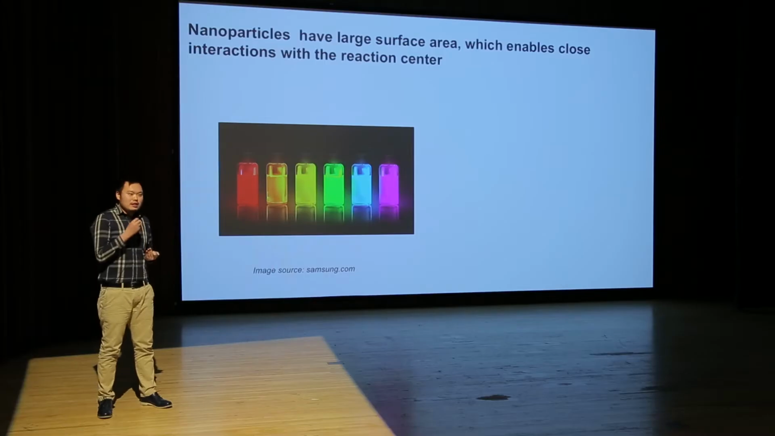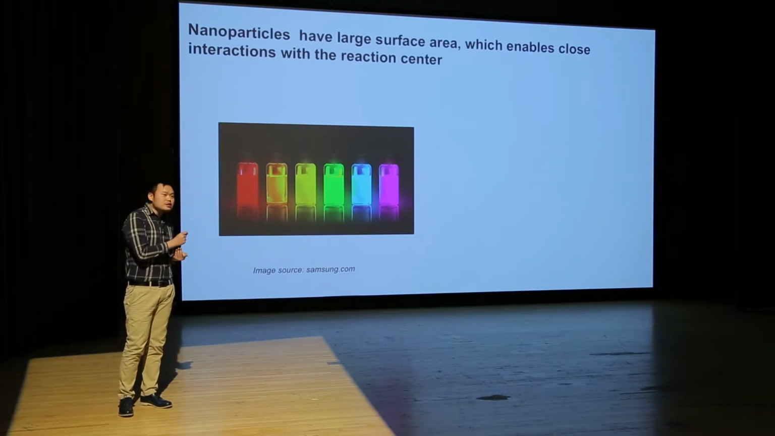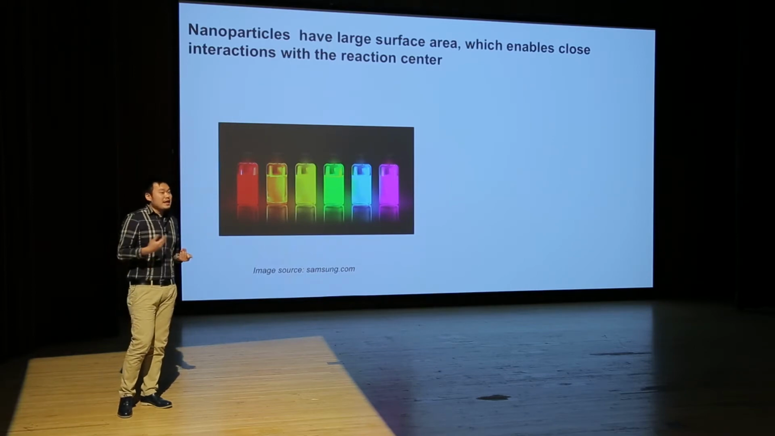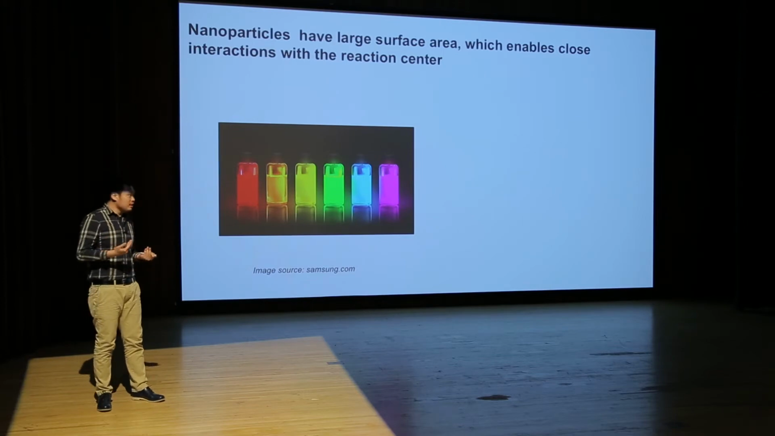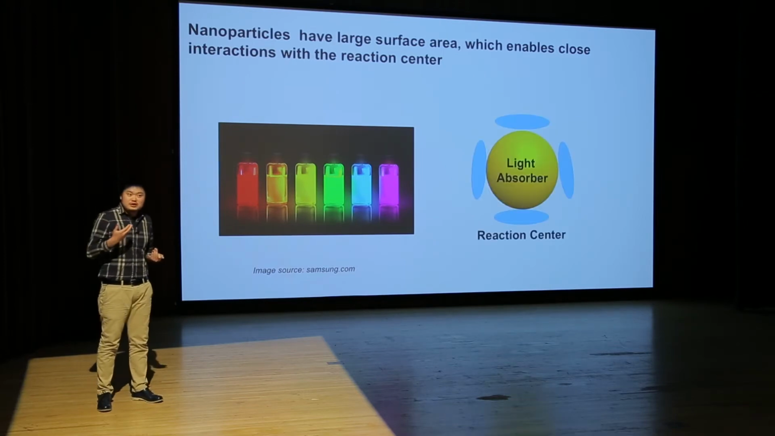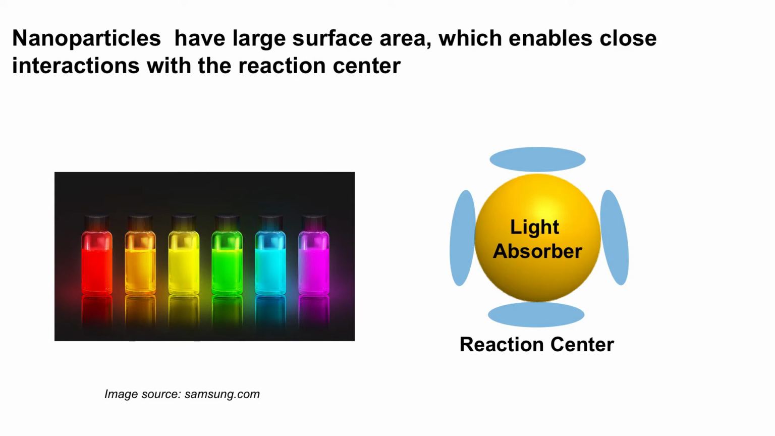Like I mentioned earlier, in order to utilize this kind of mechanism to perform chemical transformation, not only does the light absorber have to efficiently absorb sunlight, it also has to transfer this absorbed solar energy into reaction centers. Because nanoparticles have very large surface area, it enables a very close interaction between the light absorber and reaction center. Because of these close interactions, it ensures the efficient delivery of sunlight into the reaction center where the actual reaction happens.